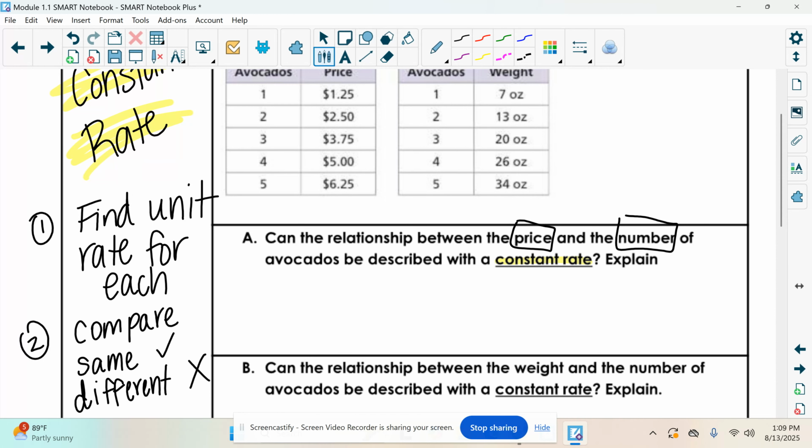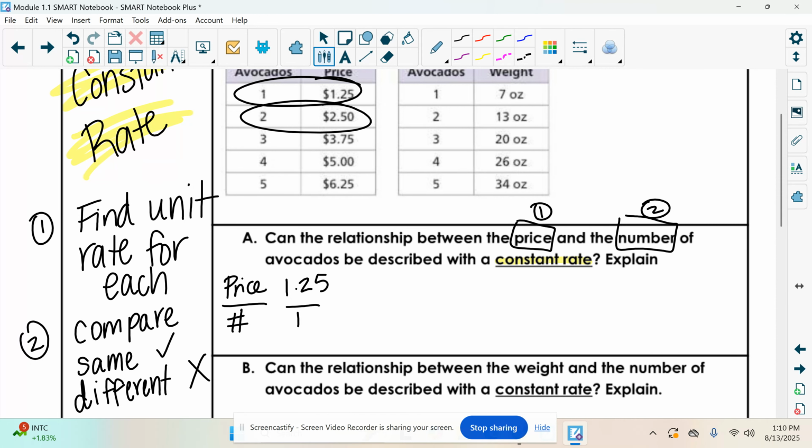So what order do they want us to do first? Price first, right? Then the number. Okay? So our first step is to find the unit rate, which is what we did on the first page. We have two options, ratio boxes or fractions. Fractions for this are going to be faster. So these will make a fraction, these will make a fraction, and all the way down. We want price first over the number of avocados. So we've got $1.25 over 1.